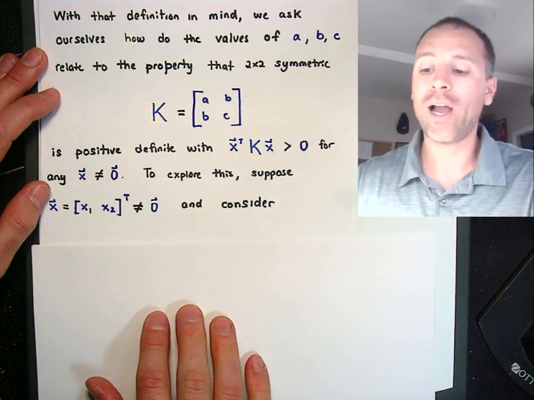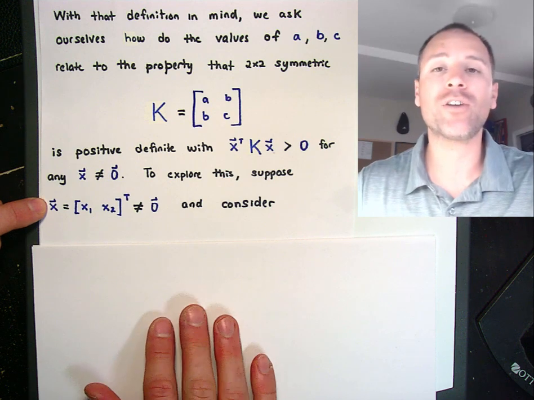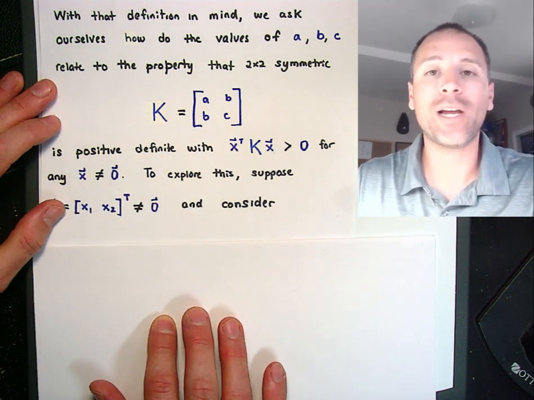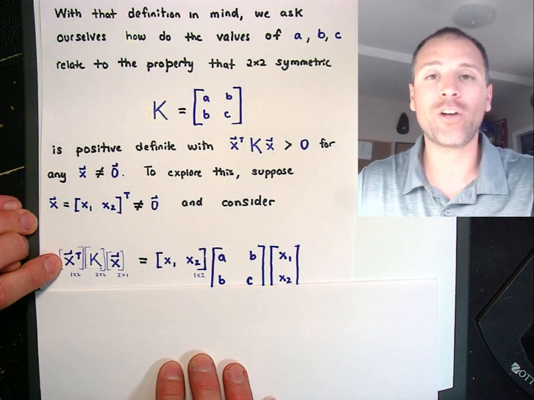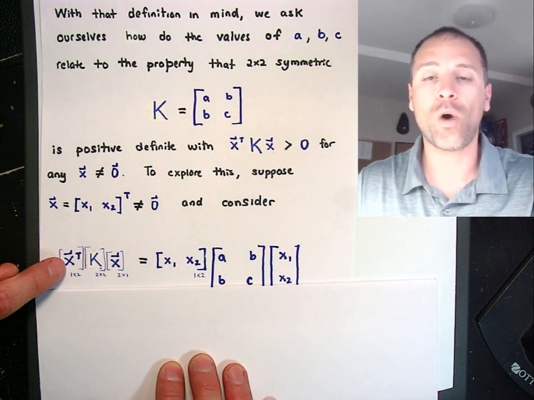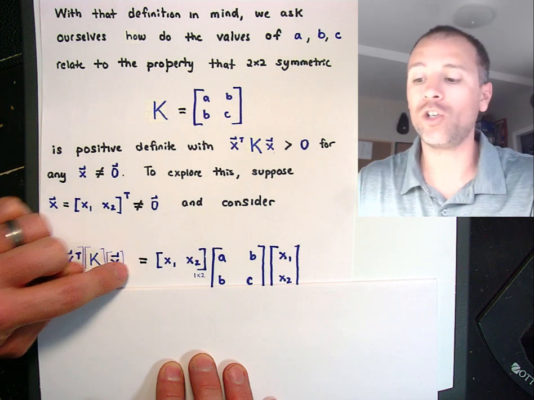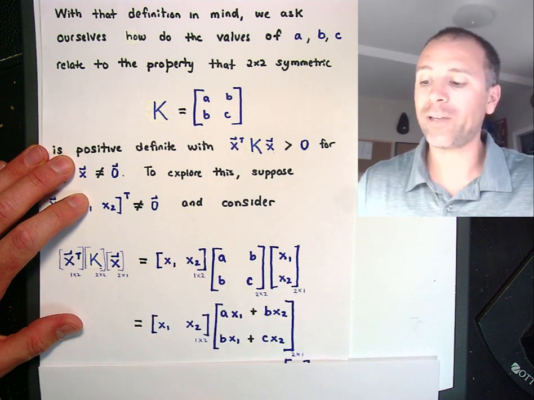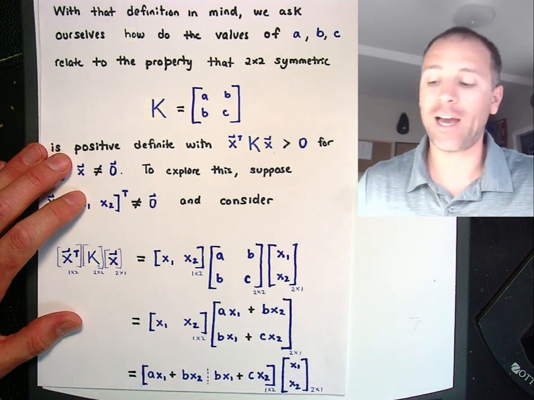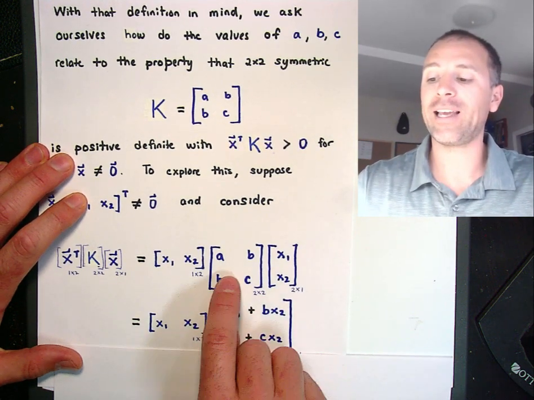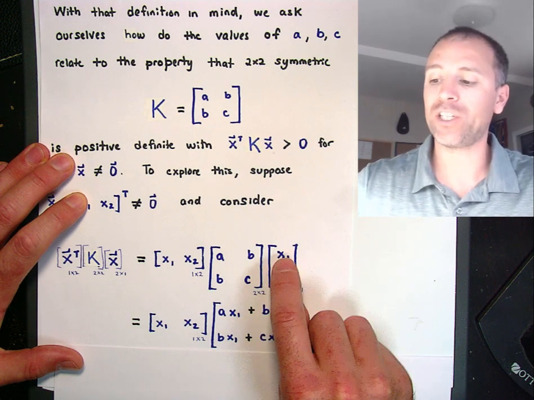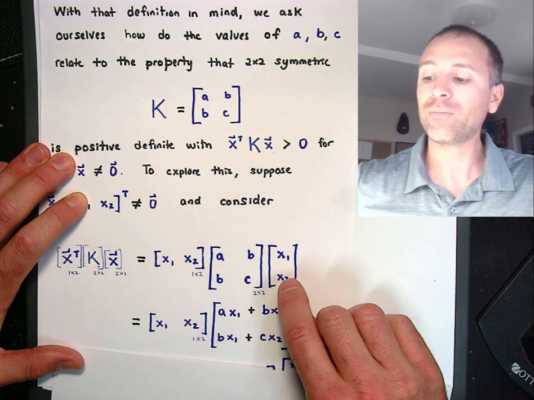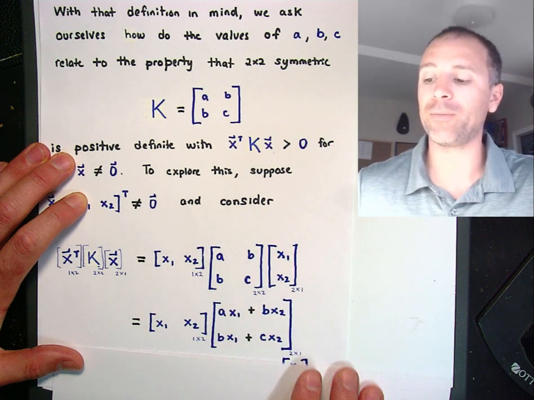To this end, let's assume that we have a non-zero vector x, and let's take a look at the quadratic form, what the actual entries are. So we say x transpose Kx, this is a 1 by 2, 2 by 2, 2 by 1, and we can look at it in this form. When we actually do that multiplication out, there's two different ways to do that. First, we could multiply K by x, in which case we multiply x1 by the first column, x2 by the second column, and we sum them together.